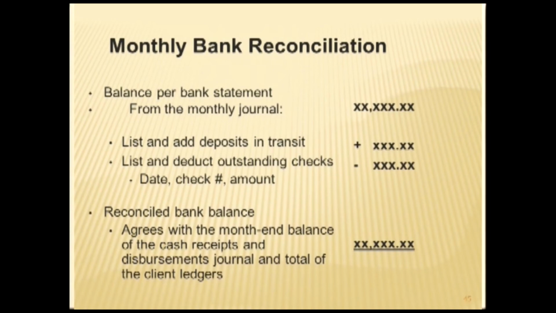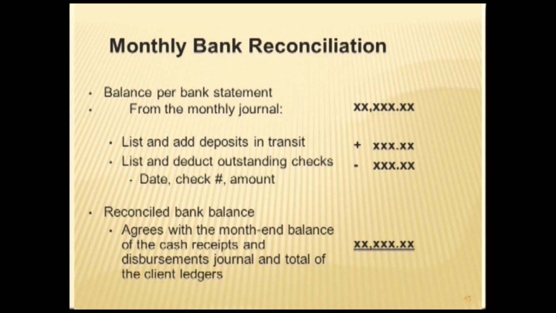So it's outstanding. So we have to add that deposit to what the bank says that we have, or any other deposits in transit. Next, we're going to list and deduct outstanding checks. These are checks that we know that we've written and appear on our journal, but they're not showing up as cleared on the bank statement. So we list each of those checks with the check number and the date and the amount, and we deduct those from what the bank is showing we have in our trust account. This should give you a reconciled bank balance.